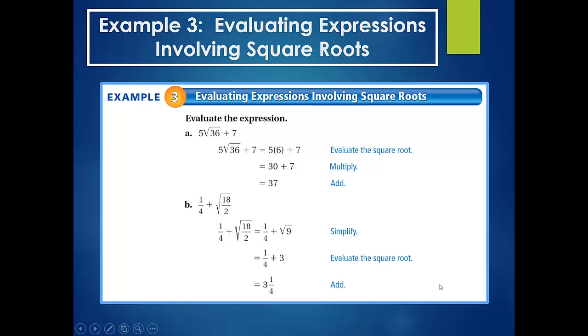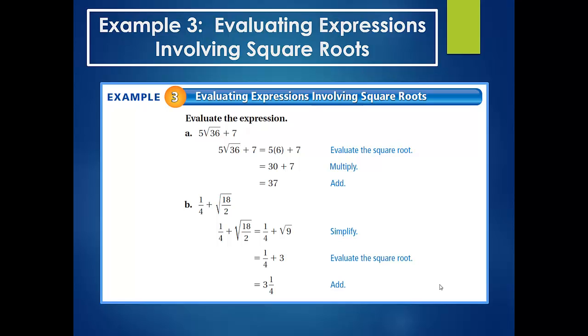Now we have our third example. We're evaluating expressions involving square roots. So evaluate the expression. For A, we have 5 times the square root of 36 plus 7. We can simplify the square root of 36. The square root of 36 would be 6, because 6 times 6 equals 36. So we're going to have 5 times 6 and then plus 7. 5 times 6 is 30, and 30 plus 7 is 37.